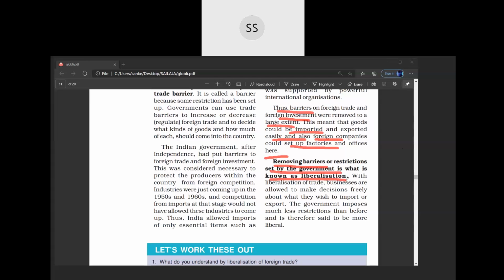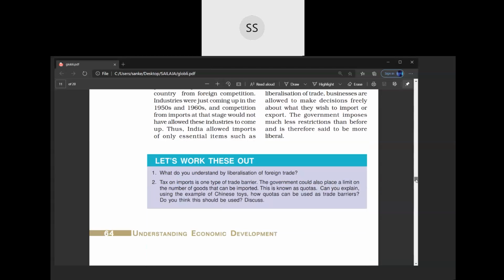In other words, it means free trade. With liberalization of trade, businesses are allowed to make decisions freely. When liberalization took place, it is the industries, the producers, the traders who can take any decision freely. Decision means how much to produce, how much to export, how much to import, what should be the price of the product, what should be the quality of the product. Everything is decided now by the traders. The government imposes much less restrictions today. So today, there are very few restrictions on trade. It's completely free trade all over the world, especially in the developing nations.